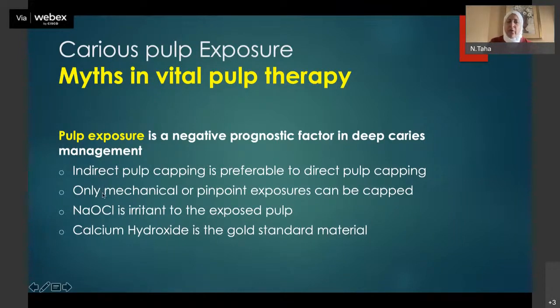It was also thought for long that only mechanical or pinpoint exposures can be capped. When I was an undergrad, and I guess most of you, we were taught that the size of pulp exposure is important, and if it's mechanical, cap it, if it's carious, do root canal therapy. This is actually a myth. And we should always disinfect any pulp exposure with sodium hypochlorite. Sodium hypochlorite is not irritant to the exposed pulp as it used to be thought. And it was also thought that calcium hydroxide is the gold standard material, which is actually not the case currently.